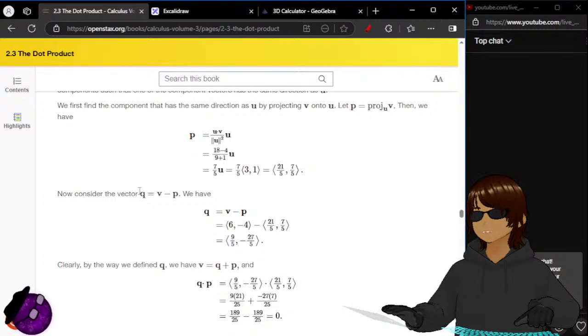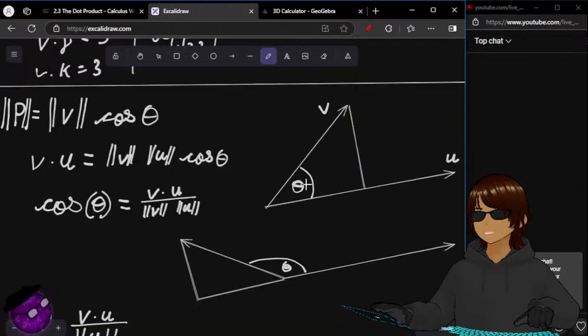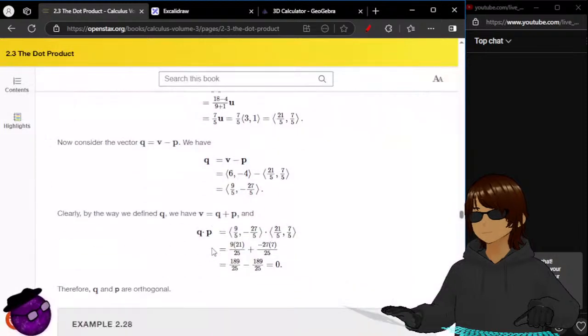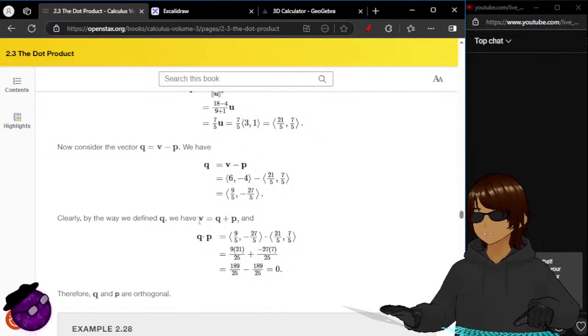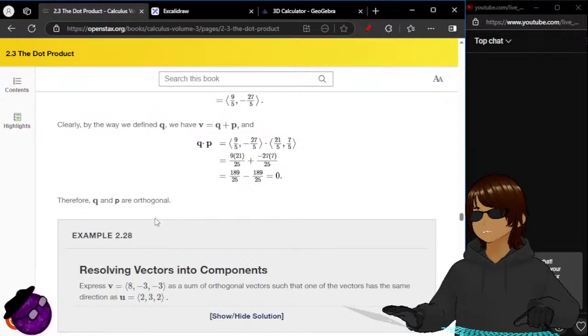Now consider the vector Q equal to V minus P. So we have V and then minus P, which would give us this part. Oh, so that's the orthogonal part. Clearly, by the way we define Q, we have V equal to Q plus P, and Q dot P is 0. Therefore, Q and P are orthogonal.